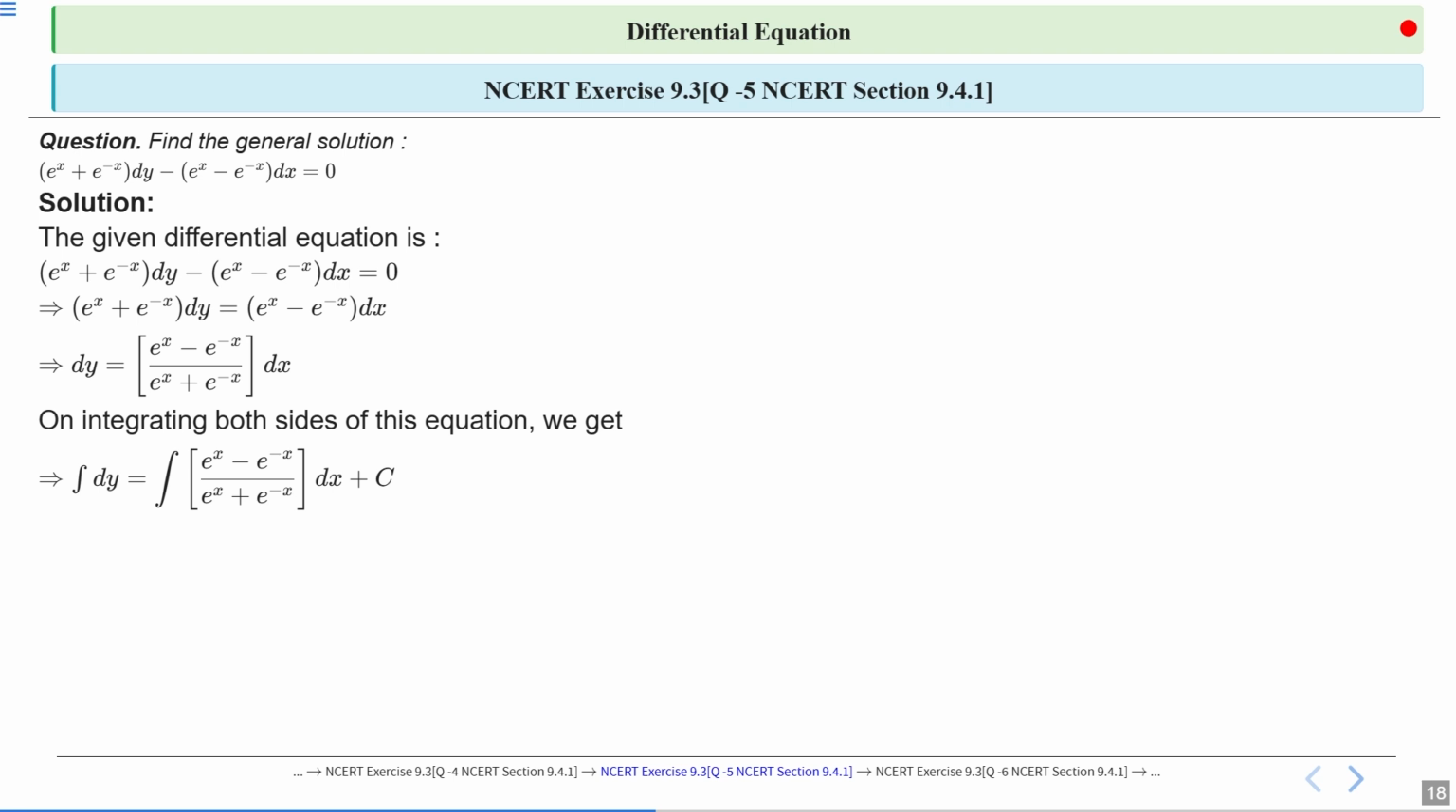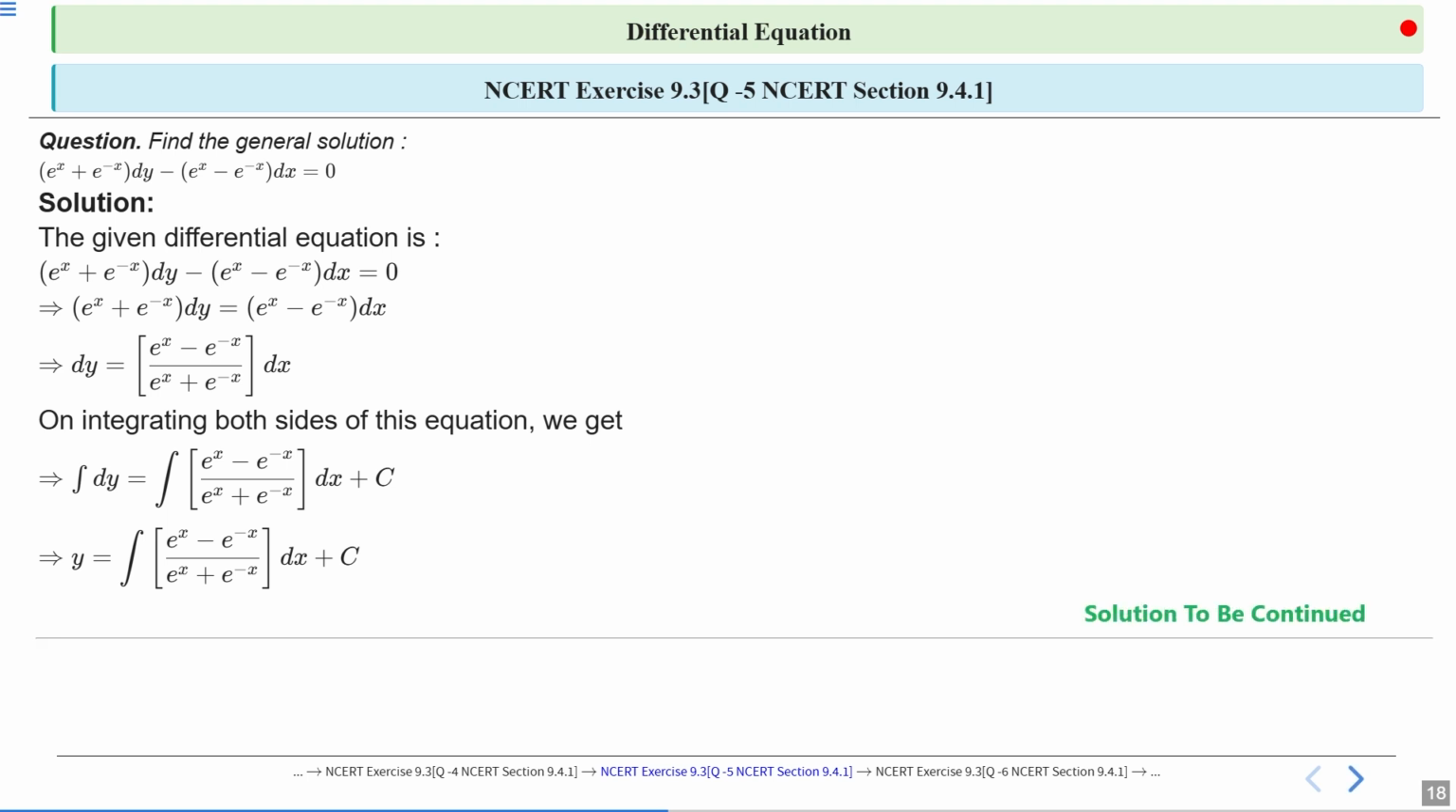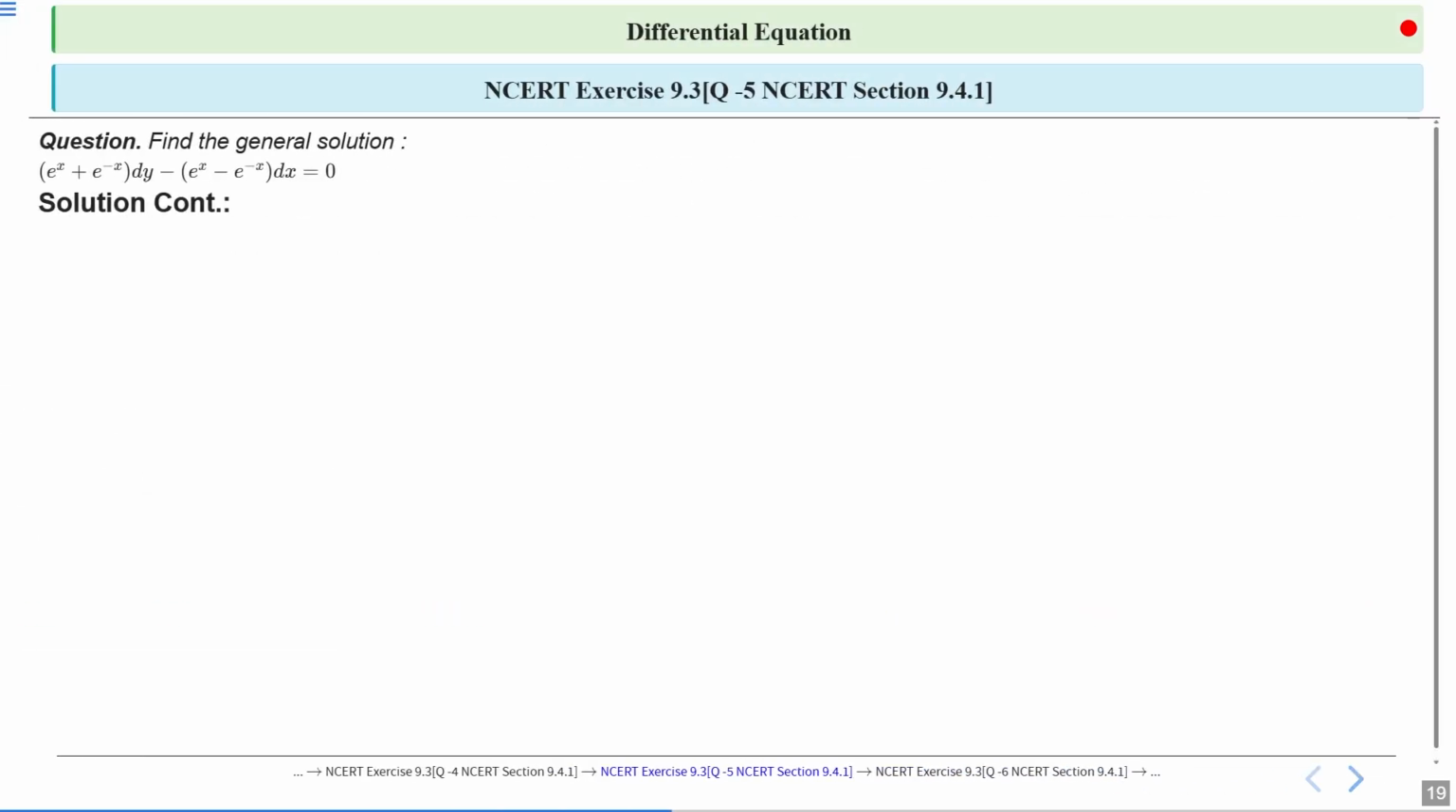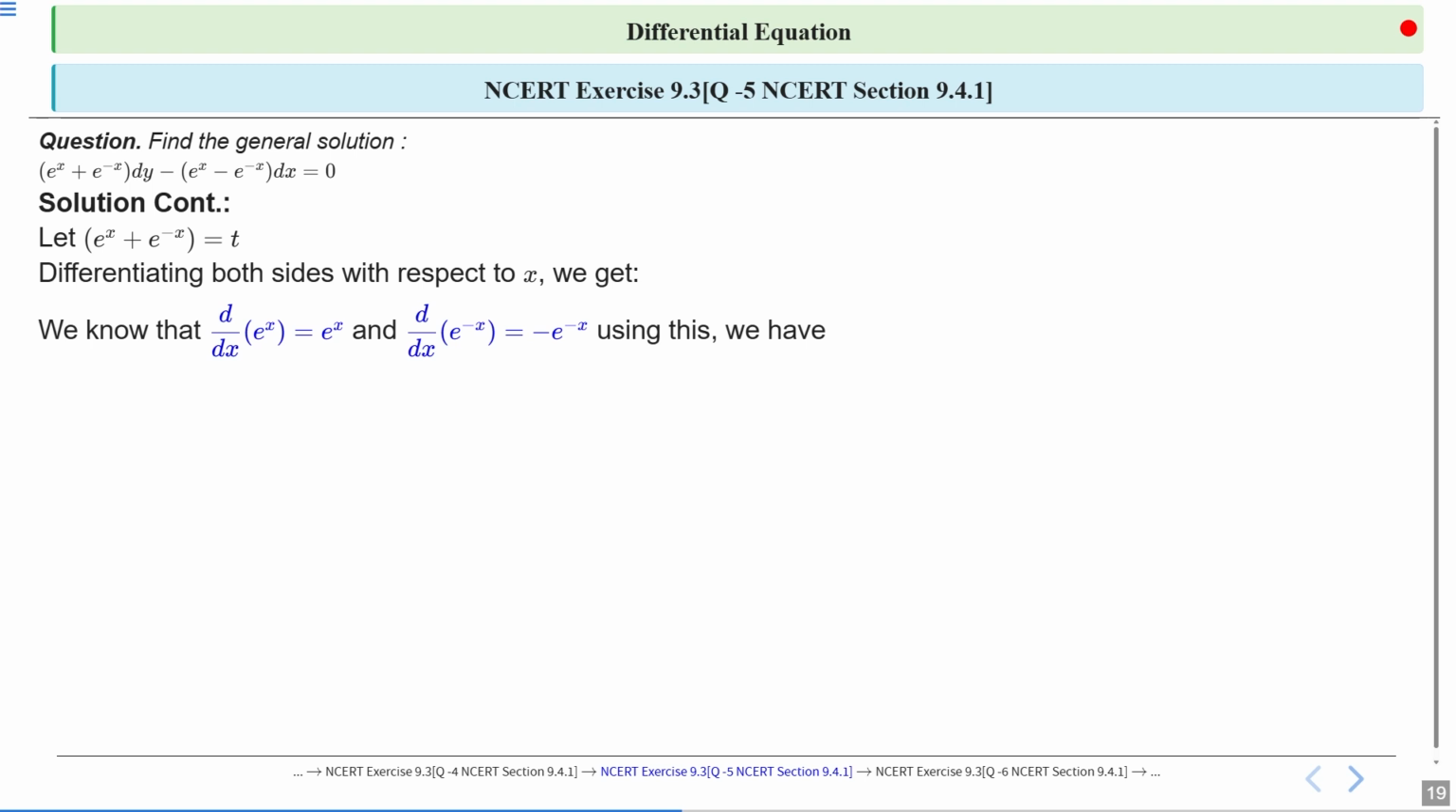So we apply the substitution method to integrate this. The integral of dy is y. Let e^x + e^(−x) equal t as a new variable. Why do we take it as a new variable t? Because when we differentiate it on both sides with respect to x, we know the differentiation of e^x with respect to x is e^x, and the differentiation of e^(−x) is minus e^(−x).